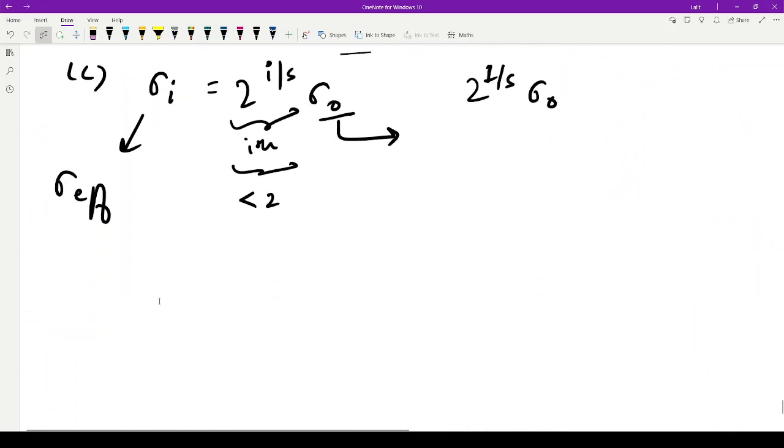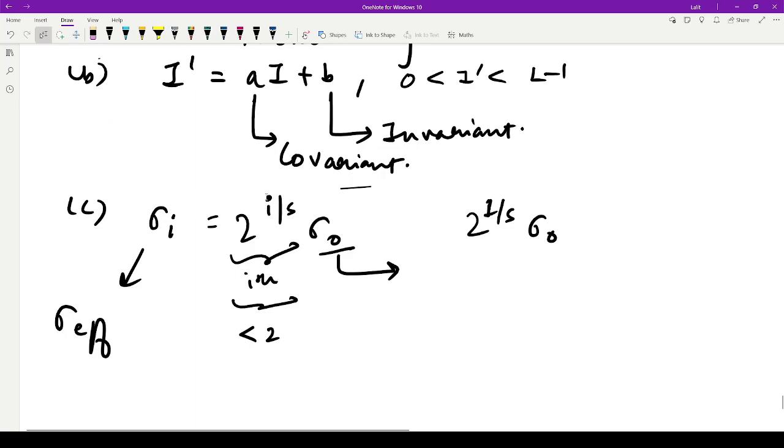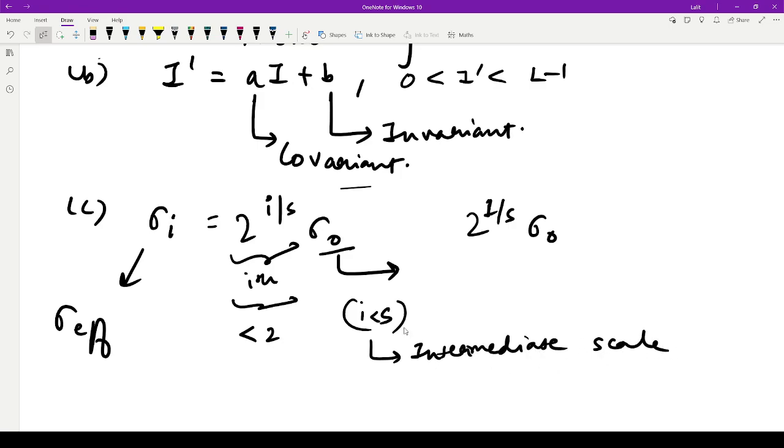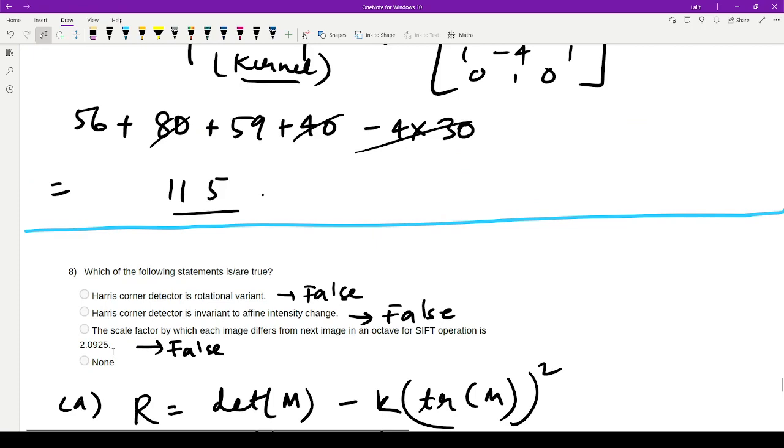So this specific multiplicative factor, 2 to the power of I by s, since I is always less than s, not always less than s. So for intermediate scales, the I is less than s, which leads us to this specific expression. So this is less than 2. So this is false. So your answer is none of these.